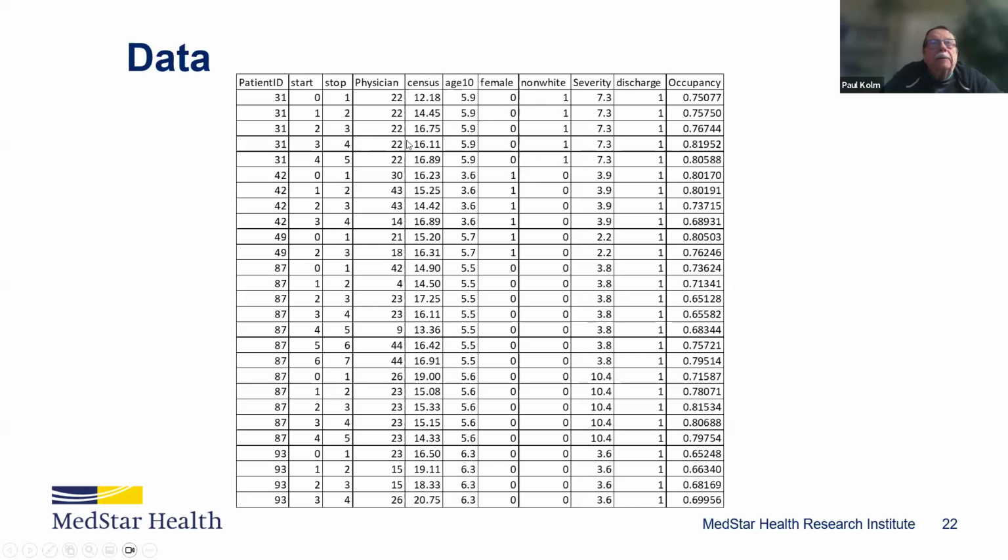If we take, for example, patient 42, here we can see that different physicians saw that particular patient. Here's physician 30 on day 1, physician 43, a different physician, on days 2 and 3, and then another entirely different physician on day 4. So you can see that's a fairly complicated data set and design. That's why we're looking at patients nested within physicians.